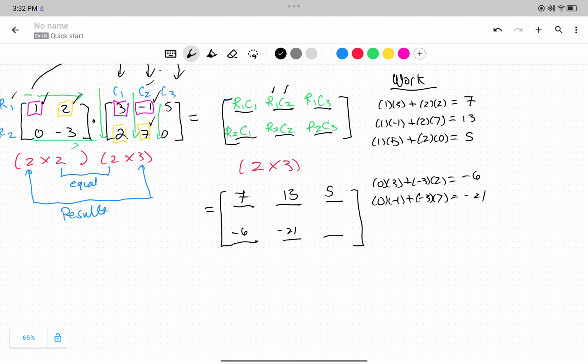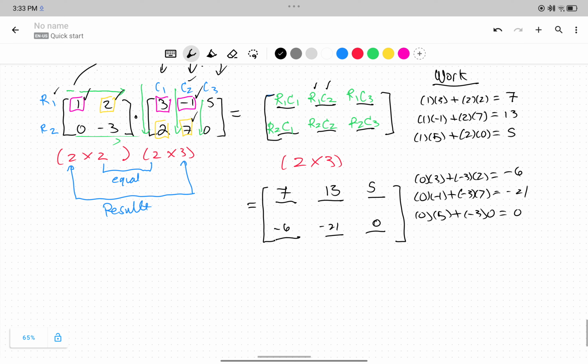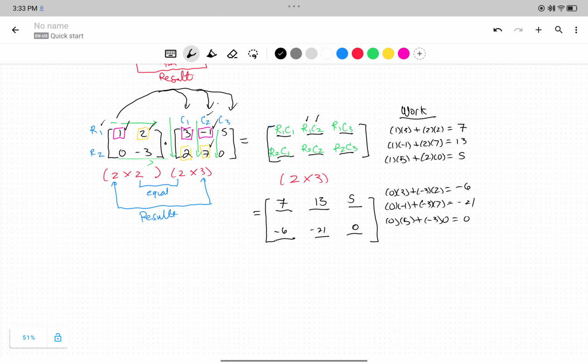And the last one. 0 here with 0 here. Negative 3 here with 0 here. So just by looking at it, it's a 0 with a 0, but I'll write it down. 0 with 5. And then negative 3 with 0. That's why that's going to be 0. And that's it. So that's matrix multiplication. So yes, it is technically harder than the other one, as you can see. But just as long as you're organized, it shouldn't be too bad.